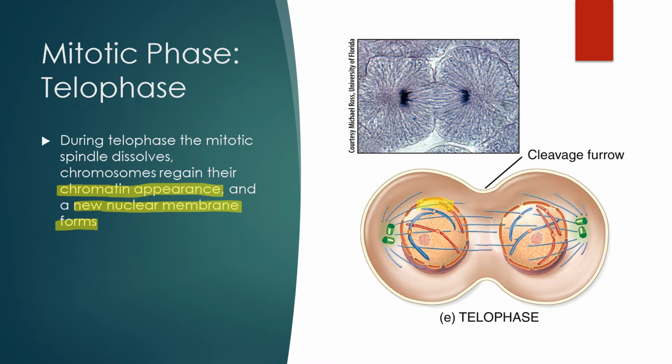So we can see this here on both sides. And these mitotic spindles will start to break up. We also get a little bit deeper of a cleavage furrow here. But even at the end of telophase, the complete separation of these two cells is not finished yet.